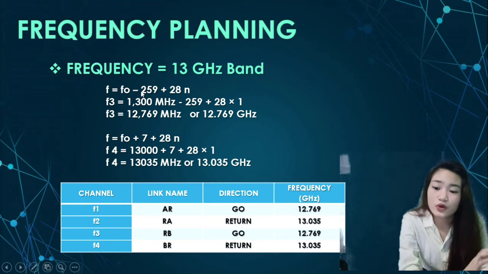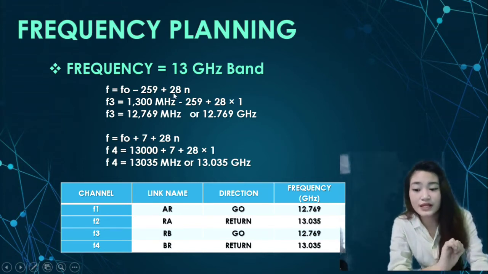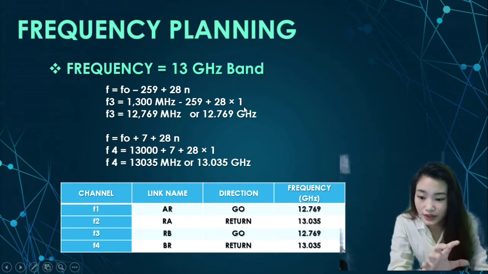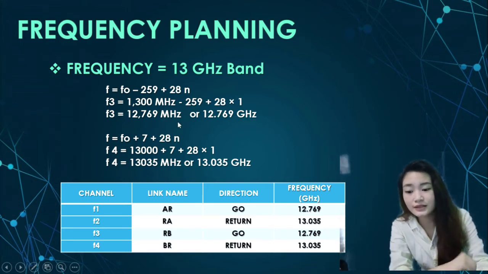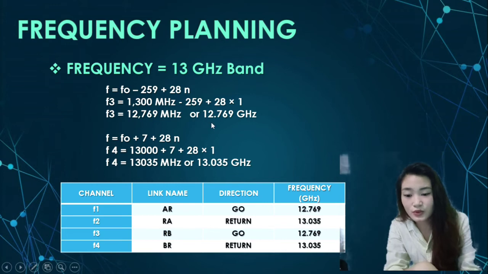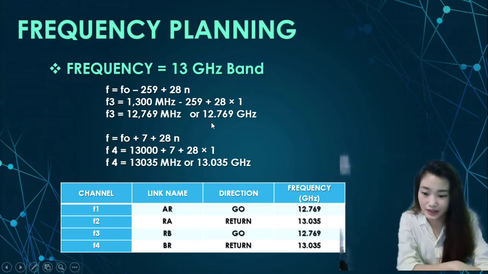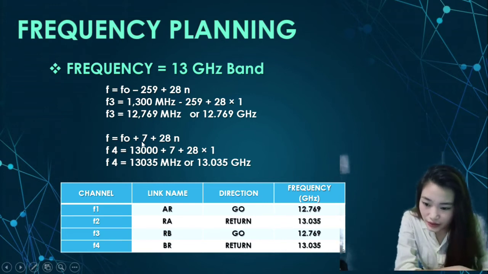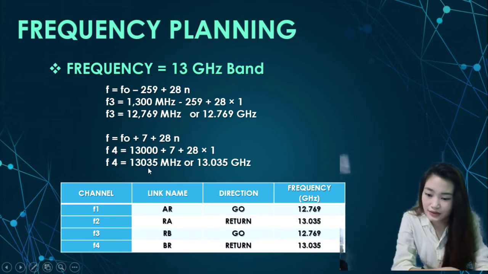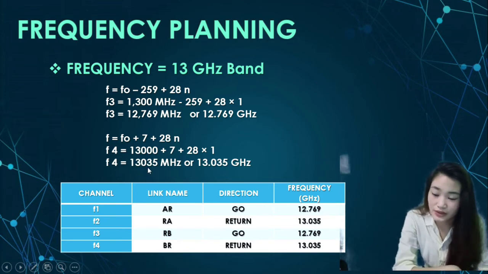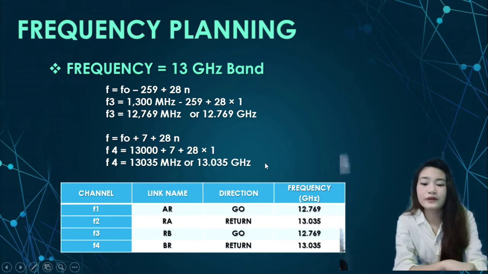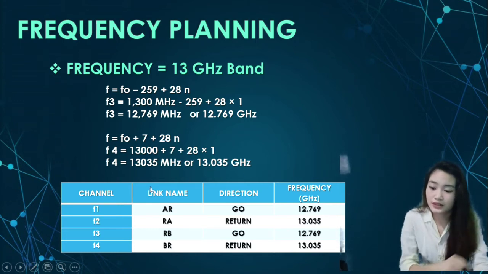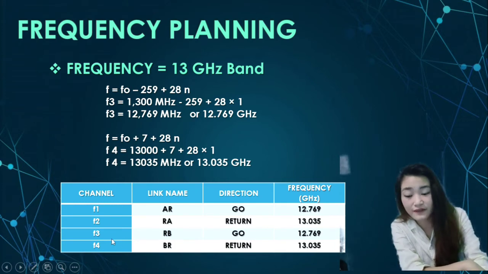F is equal to F0 minus 259 plus 28n, and we'll compute it. F3 is equal to 12,769 megahertz or 12.769 gigahertz. And yes, this is the other one, and it results in 13,035 megahertz or 13.035 gigahertz. And these are the channels F1, F2, F3, and F4.